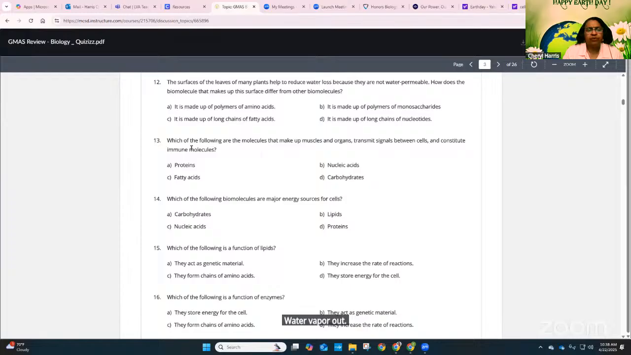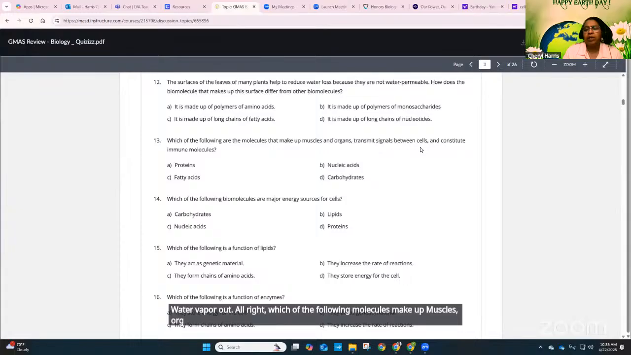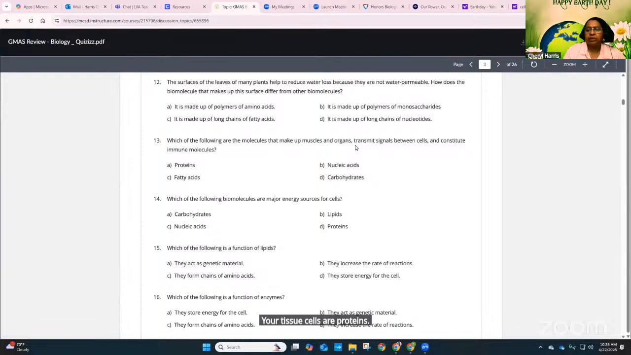All right. Which of the following molecules make up muscles, organs, and transmit signals between cells and constitutes immune molecules? And those are your proteins. There are different kinds of proteins. Hormones are proteins. Your tissue cells are proteins. Some of the chemicals that send signals from one nerve to another are made of proteins. Enzymes are proteins. So there are a lot of structures and things in the body that are protein based.